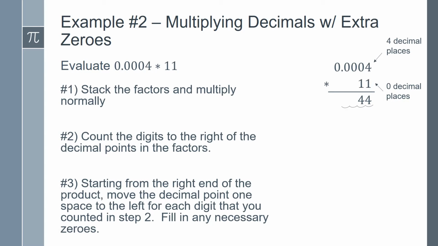Next, we start from the right, and we move the decimal point 1 space to the left for each digit that we counted in step 2, so we'll move it 4 times, and this makes our answer 0.0044. So 0.0004 times 11 equals 0.0044.